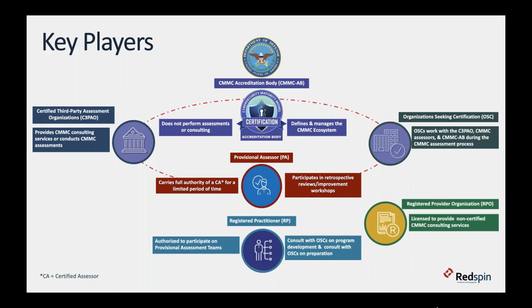And let's not forget the OSCs, who are stuck way off to the far right of this eye chart. Many of you on this webinar, I believe, are OSCs, seeking certification. You can see on here that you will be working with all stakeholders within the CMMC ecosystem to prepare and get your certification. You'll eventually be working with a C3 PAO, with certified or provisional assessors, and you may be working with registered provider organizations and registered practitioners to prepare for the assessments. So you'll be working with all of these, and it's very important to understand the interrelationships between them.